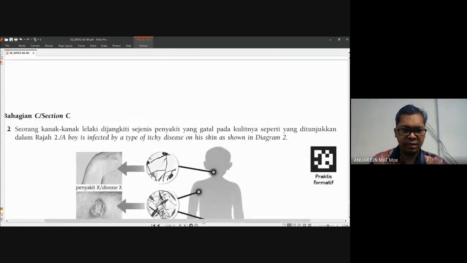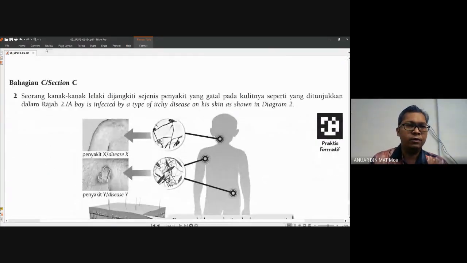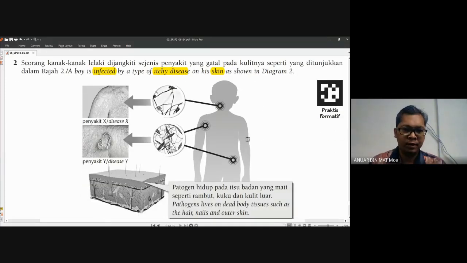Okay, next one, section C. I will try to read the question for you. A boy is infected, this is the keyword, by a type of itchy disease, and this is the second keyword: infected by an itchy disease on his skin, shown in diagram 2. So there are 2 diseases here. One is X and one is Y. But both diseases infect the skin of the boy.